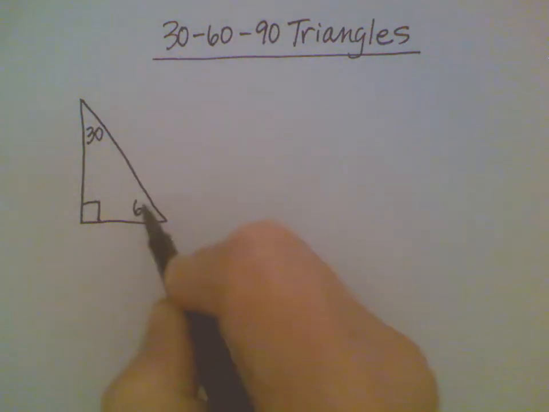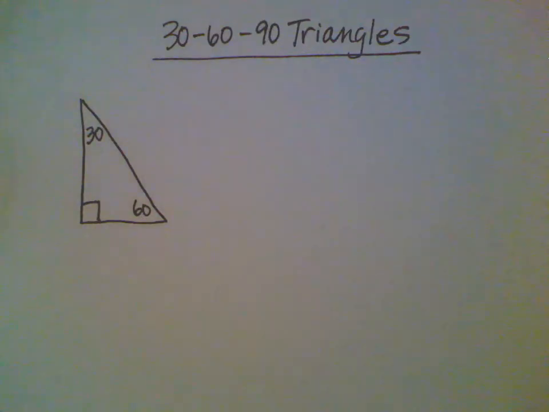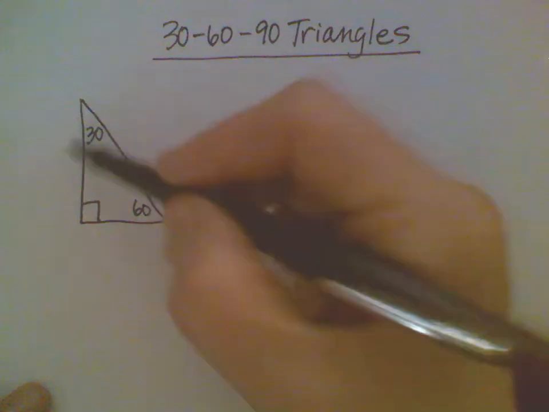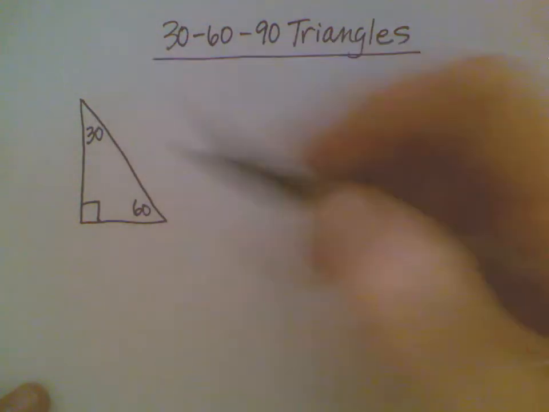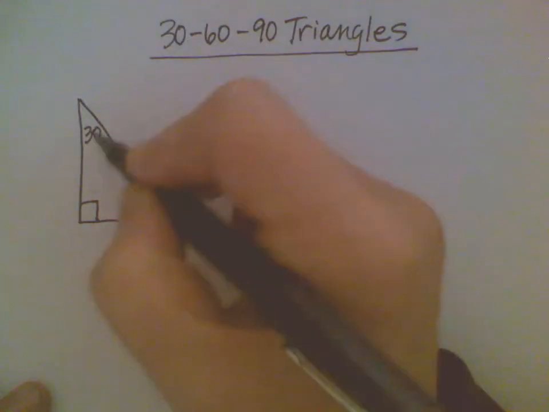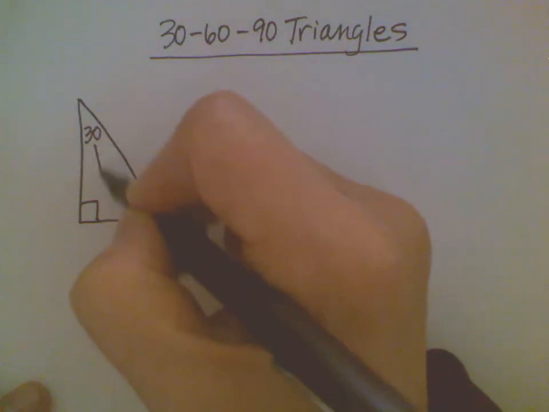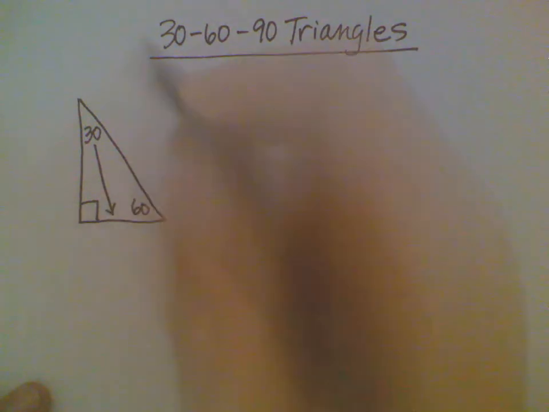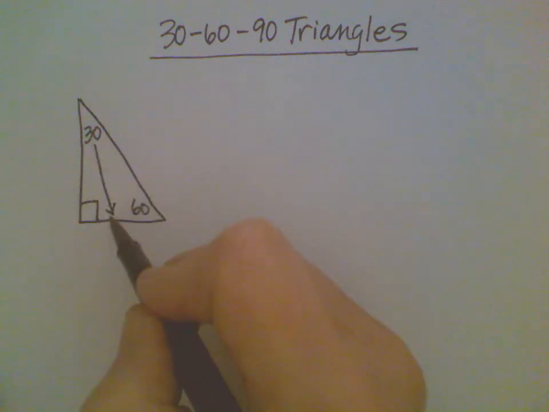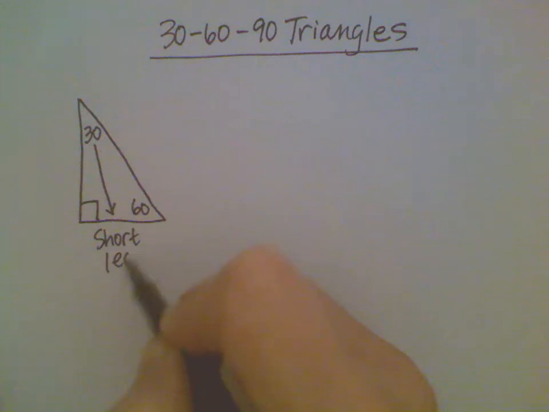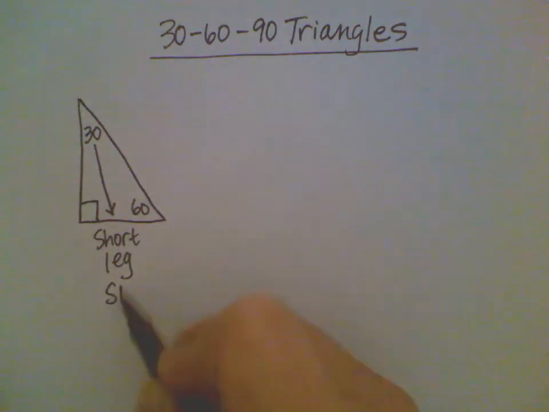the leg sizes are a little bit different than they were for the 45-45. So it happened that on the 45-45 triangle, the two leg lengths were the same. But on the 30-60-90 triangle, because the angle is smaller, the leg opposite will be smaller as well. So this 30 will open up to a shorter leg than the 60-degree angle. So we'll call that the short leg, SL.